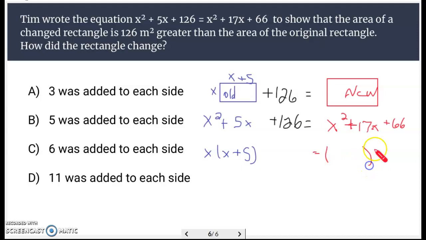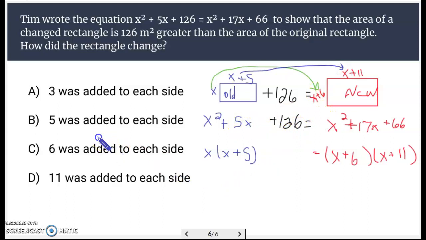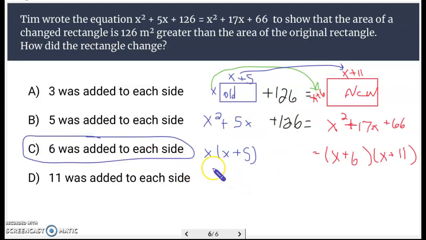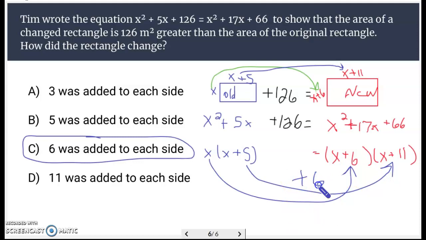Factors of 66 that add up to 17. I think 11 and 6 do the trick. So x plus 11 and x plus 6 can represent the width and length of the new rectangle. There we go. Now the question is, how did the rectangle change? Well, look at the relationships. This width to this width, we go x to x plus 6. Look at this length to this length, x plus 5 to x plus 11. Looks like we're adding 6 to each side. It's not really anything to solve for here, but we're just matching up the corresponding sides, and they go up by 6 each time.